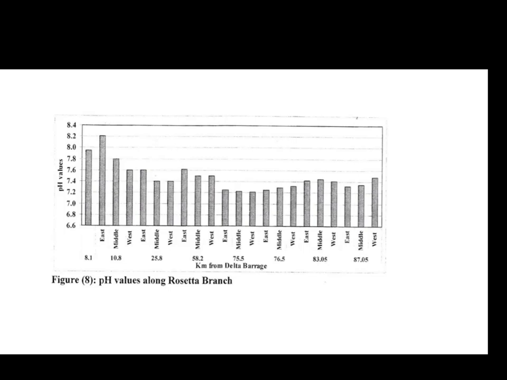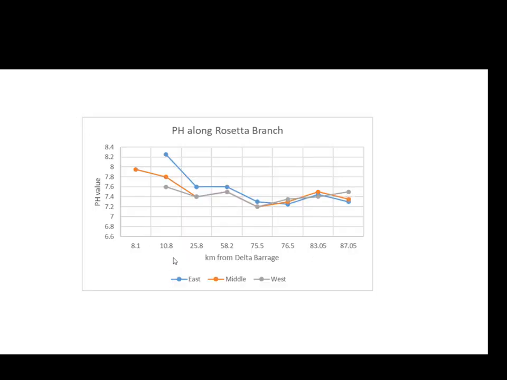This is another example measuring pH values along the Rosetta branch at different locations with different kilometers from the delta barrage, and the distances are not the same. The person who did the chart is measuring pH on the east, middle and west of the channel, and because it's a trend line with distance, this time with unequal distances, to improve the chart we have to convert it. This is a line chart.